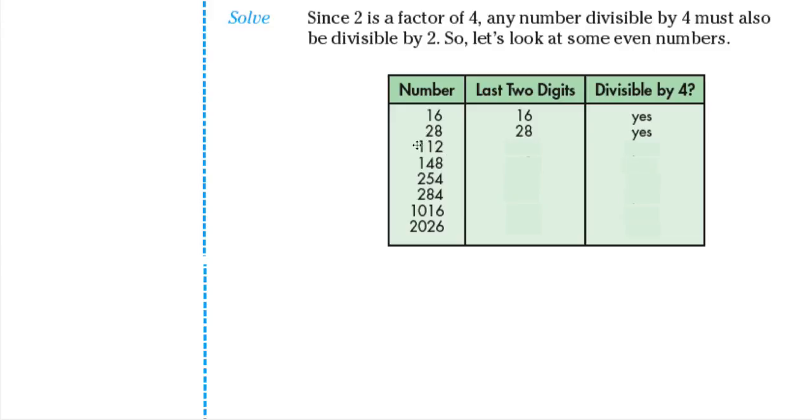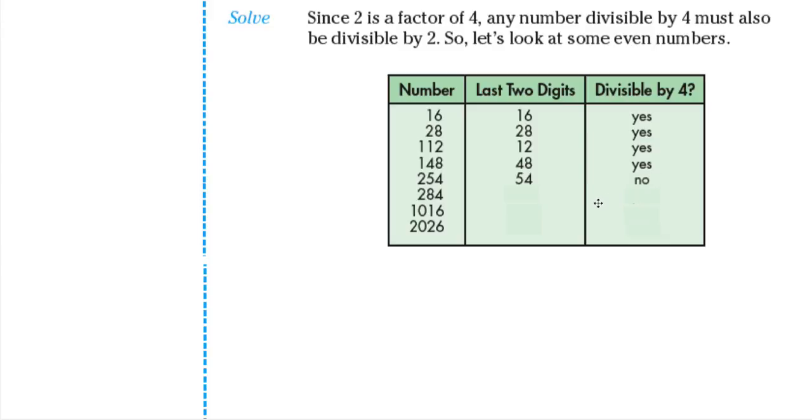Okay, and let's take a look at 112. Let's look at the last two digits of 112, which is 12. And we know that 12 is also divisible by 4 with a remainder of 0, and that would be a yes. Let's take a look at 148. It is still divisible by 4, because 48 divided by 4 would be 12. Okay, so remainder 0 again, that's still a yes. Let's take a look at 254, and 254 divided by 4 will not garner a remainder of 0, so therefore the answer would be no.